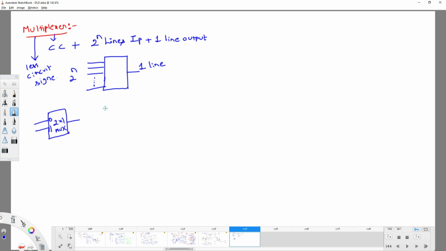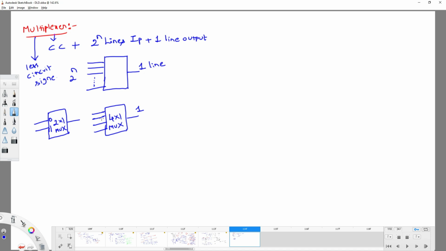Basically, if you take one more kind of multiplexer, a 4 by 1 multiplexer, what is the meaning of this one? It is going to be 2 square by 1 mux. 2 square means what? 4 inputs are there and 1 line as output. Right? Now, if you observe here, if I want to identify these lines uniquely, how many bits are required?